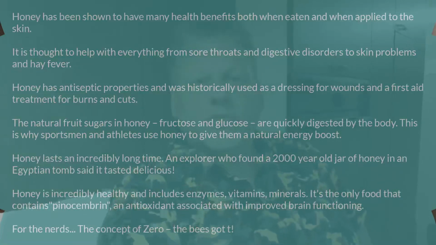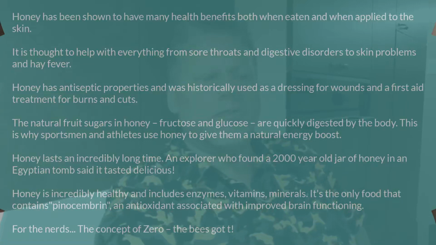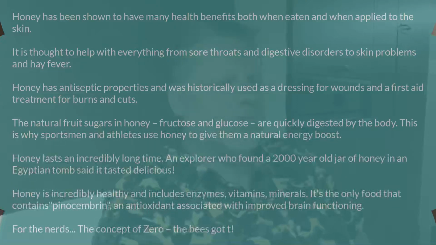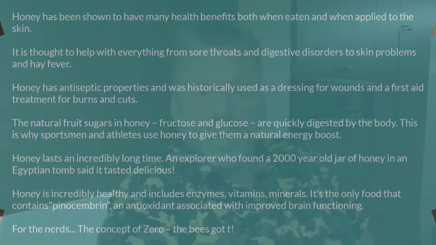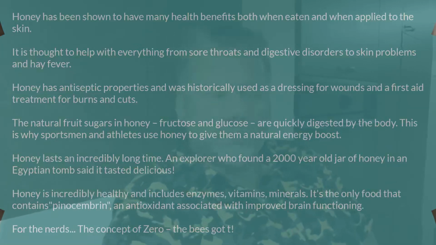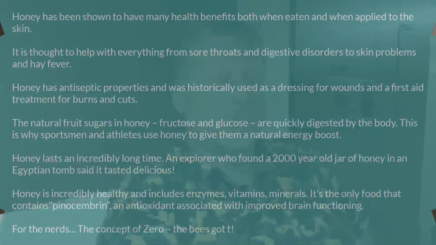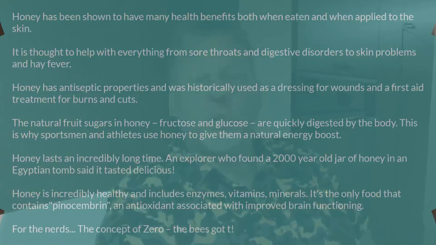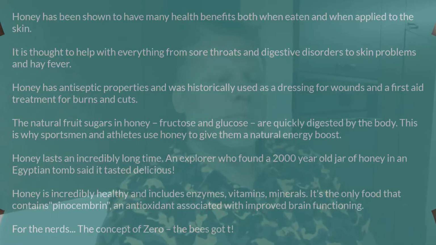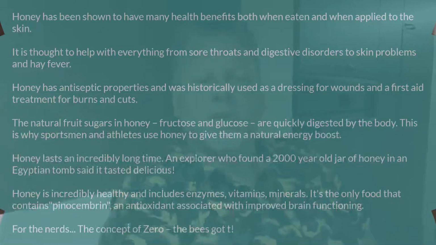The natural fructose and glucose in honey are quickly digested by the body. This is why sportsmen and athletes use honey, to give them an energy boost. Honey lasts incredibly long. An old jar has been found in Egypt, over 2,000 years old, and the honey supposedly is still good. Cleopatra used honey as a beauty ritual. Honey has the ability to attract moisture, meaning that it has long been used as a beauty treatment. Honey is incredibly healthy. It includes enzymes, vitamins, minerals, and is its own food.